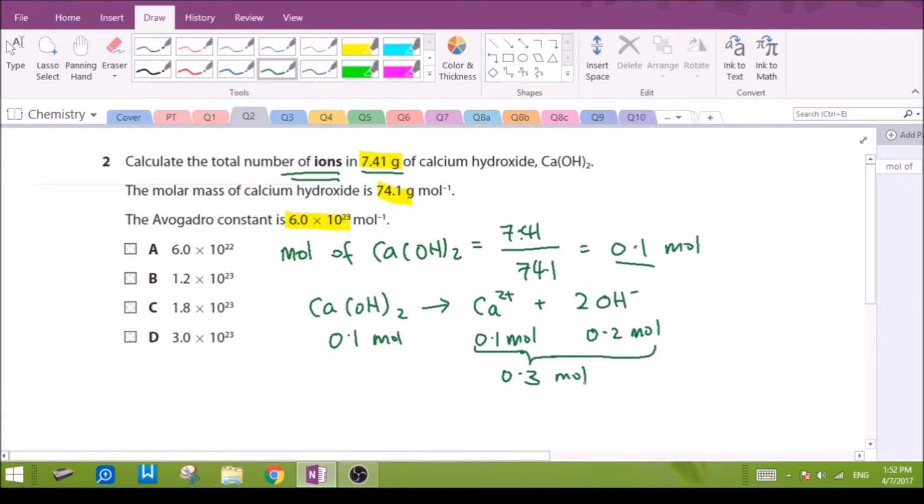But we have to express it in terms of the Avogadro's constant. We have to find the total number of ions. So 0.3 moles multiplied by 6.0 times 10 to the power of 23. And then if we input it in our calculator, we have 1.8 times 10 to the power of 23. That's option C.